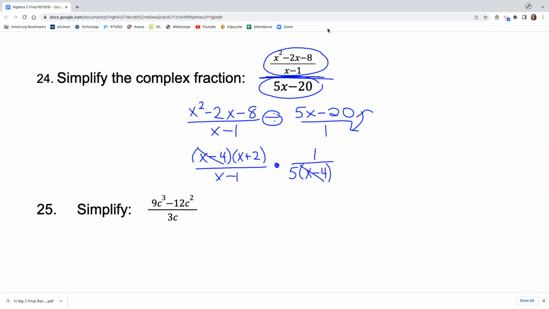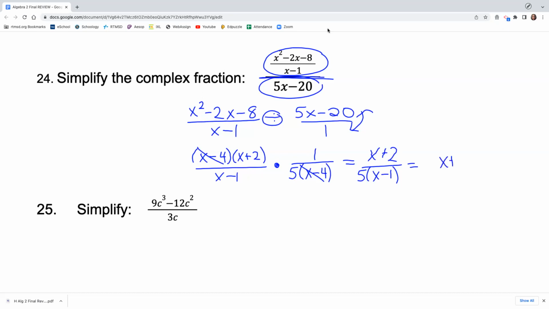The x minus 4's cancel. In the numerator, I'm left with x plus 2 times 1, which is just x plus 2. In the denominator, I'm left with x minus 1 times 5. This would be the answer in factored form, x plus 2 over 5 times x minus 1.